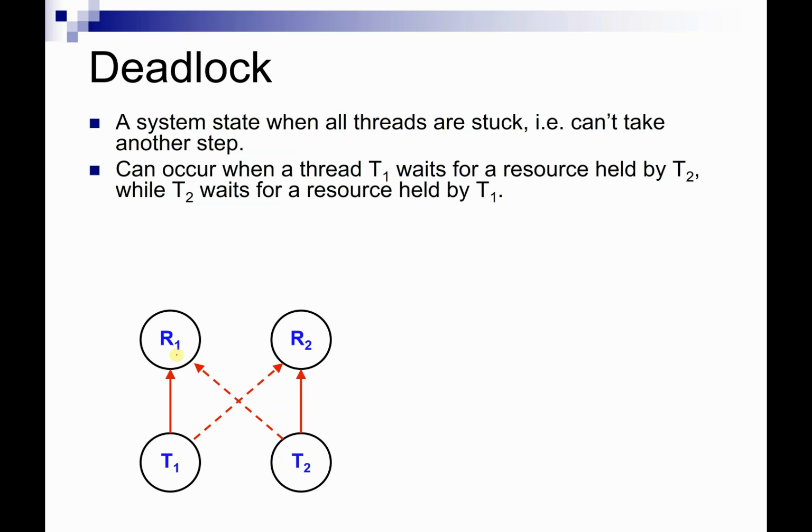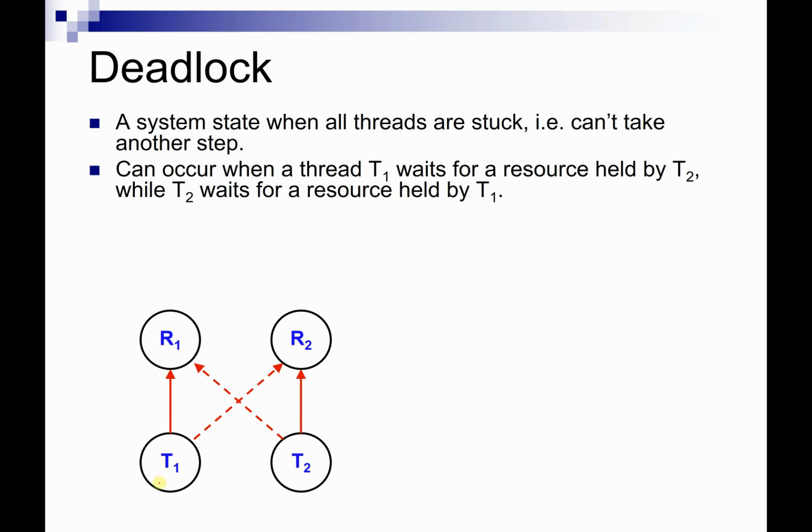Now, if T1 locks R1 first, and then T2 locks R2, then because T1 needs two resources, T1 will try to lock R2. But T1 won't be able to get R2 because T2 has already locked R2. So therefore, T1 is going to block. Likewise, T2, after it gets R2, also wants to get R1. But T2 can never lock R1 because T1 has already locked R1. So therefore, T2 is also going to block. It's also going to wait.